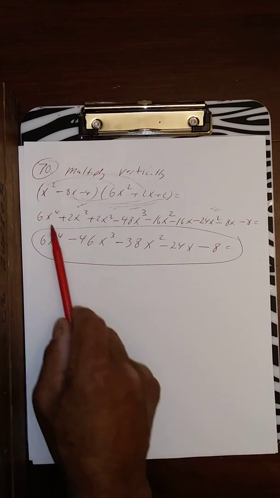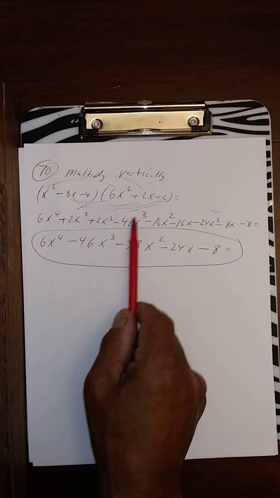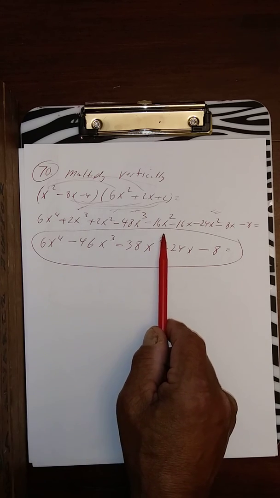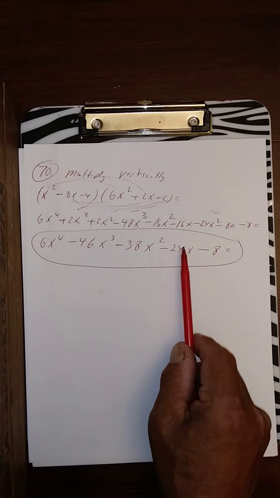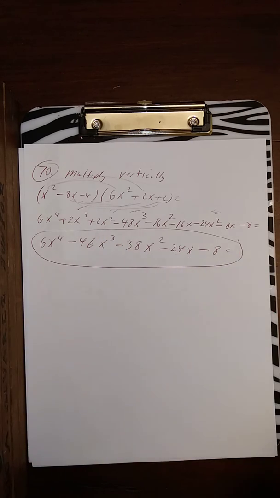Let's put them together. 4 power, 3 powers, and 2 powers. There. And then x's together. And then negative 8.